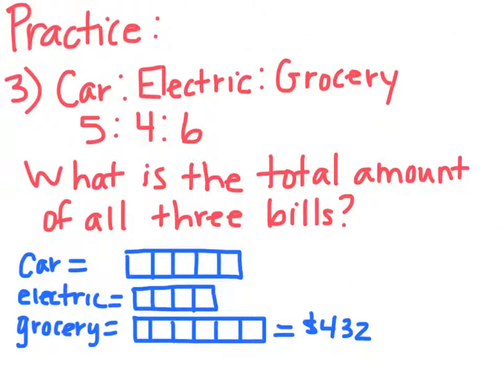And here's practice problem number 3. The amounts of Mrs. Cato's monthly car payment, electric bill, and grocery bill last month were in the ratio of 5:4:6. The grocery bill was $432. How much was the total amount of these 3 bills?